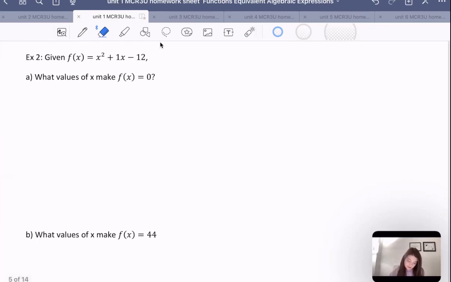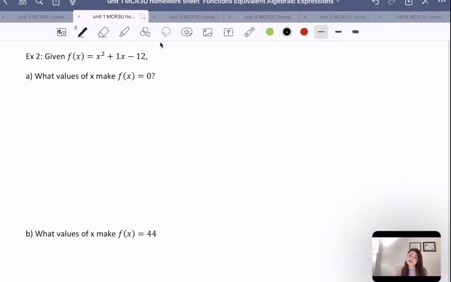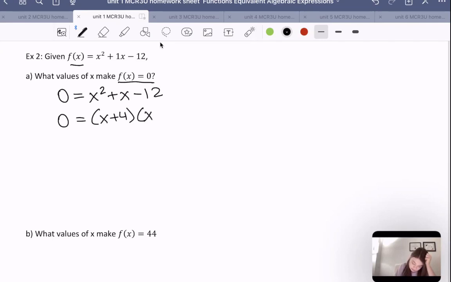All right, here's another one. It says, what values of x make f of x equal to 0? So this one is similar to our quadratics from earlier that we did last unit. 0 equals x squared plus x minus 12. Or it says 1x, but I wrote x. It's the same meaning. Okay? So I need to figure it out. I need to solve this. However, it's the same thing, right? I just replaced f of x with 0. So 0 is equal to (x minus 4)(x plus 4)(x minus 3). So therefore, x is negative 4, or x is equal to 3.